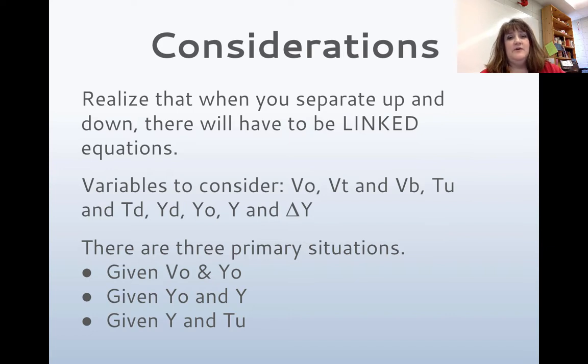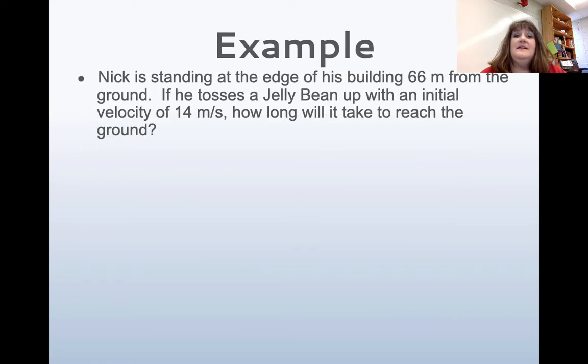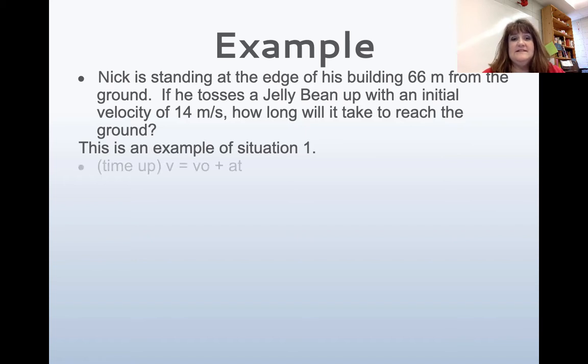We try not to do that too. Okay, so here's an example. Nick, of course, is standing at the edge of his building 66 meters from the ground. If he tosses a jelly bean up with an initial velocity of 14 meters per second, how long will it take to reach the ground? Well, this is a situation 1 example. So you have a time up first.